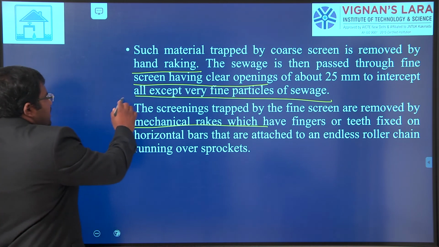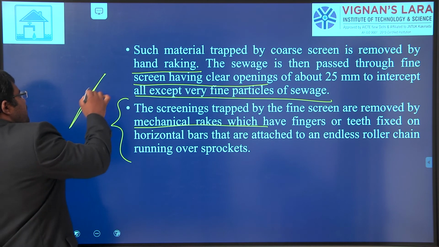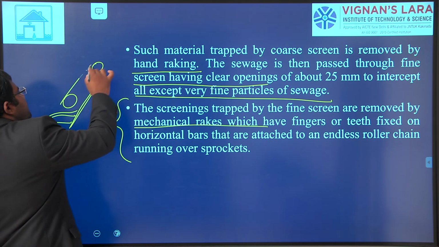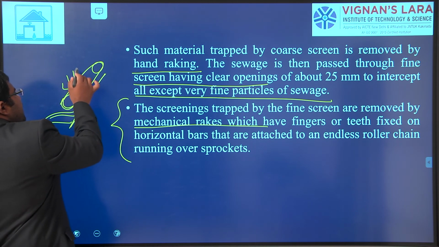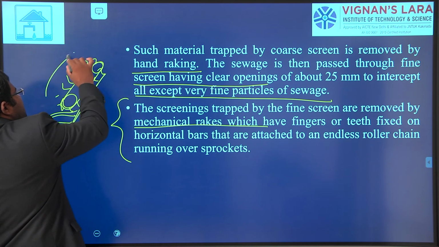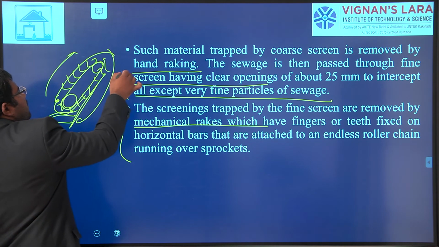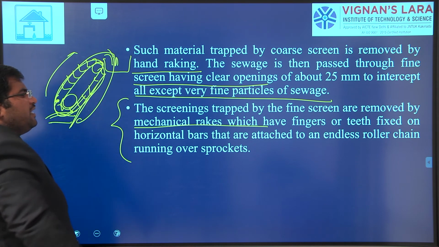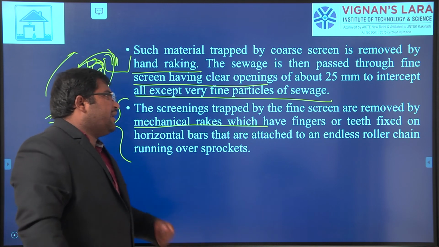If the screen is like this, seen from the side view, whatever screenings are here will be removed by a chain. Already we discussed in case of grit channel, no? Where we have buckets like this on an endless chain. If it is rotating like this, it will come, take the things, go and throw here. Again it will come and throw. It is like this. We are going to clean the fine screens this way. In the case of coarse screen, we are going to use the hand raking, right?